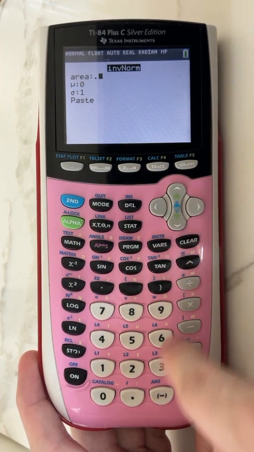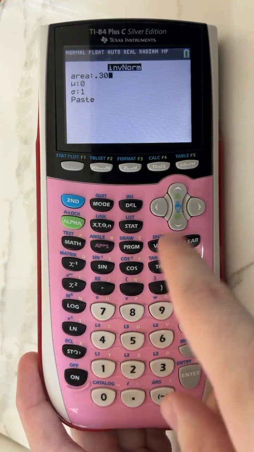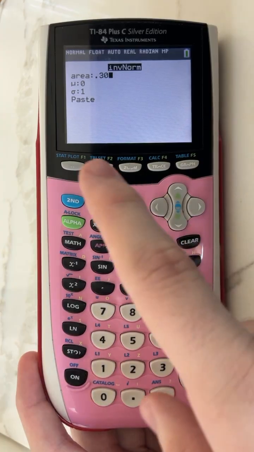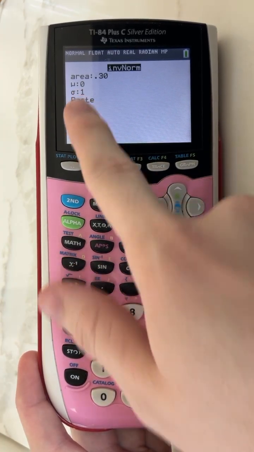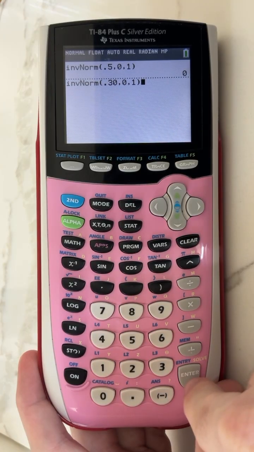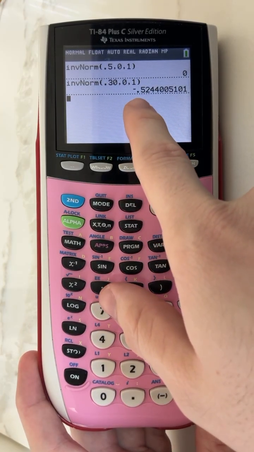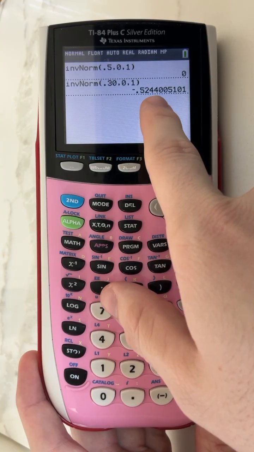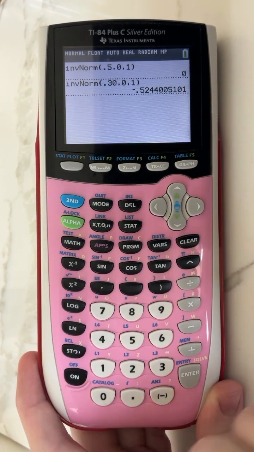If we want 30% of the area to be less than the value, we're looking for a z-score. For a z-score, you use mean of 0 and standard deviation of 1. So we'll go down and paste, hit enter twice. We'll have a z-score of minus 0.5244, which gives us area 30% less than that z-score.